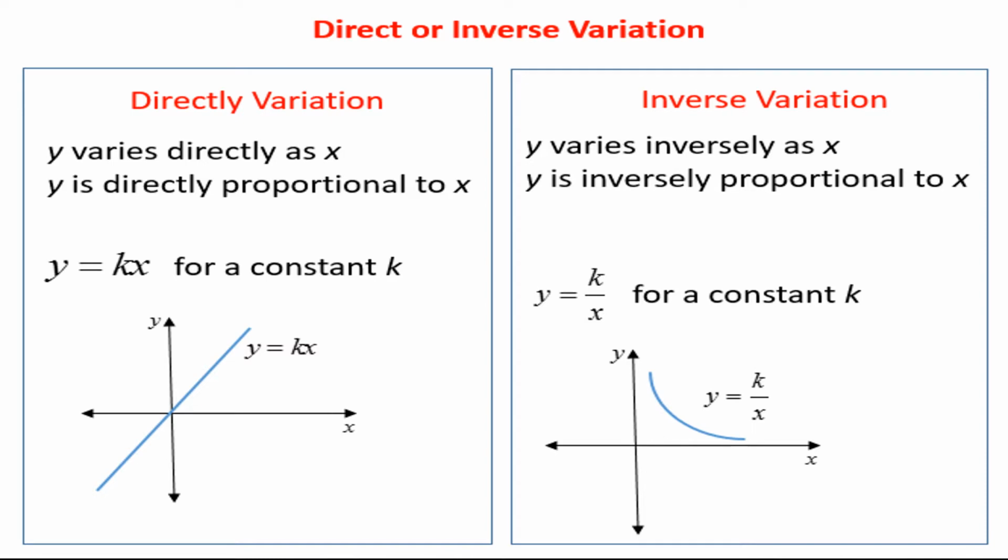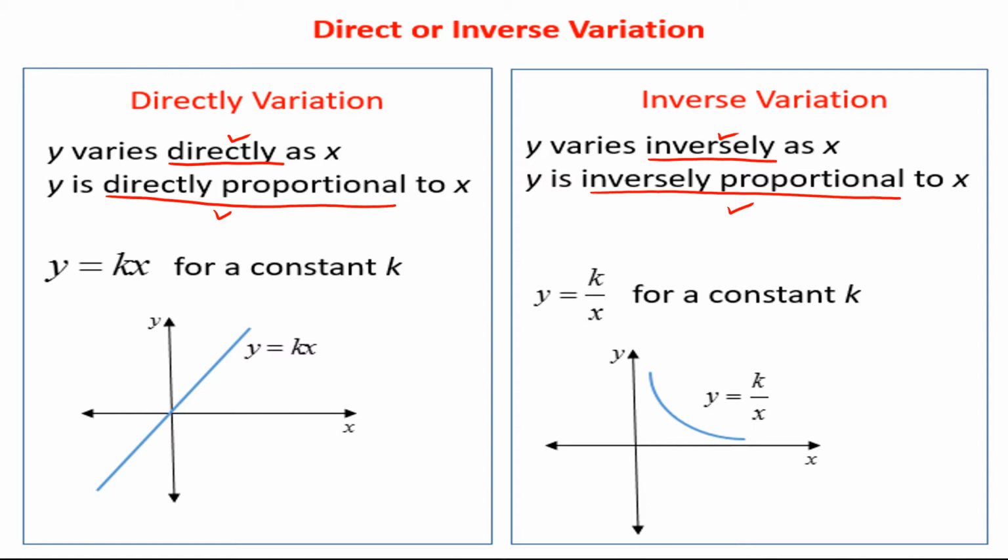Okay, so when you say direct variation, this is how you're going to state it. Y varies directly as x, or y is directly proportional to x. As for the inverse, you have y varies inversely as x, or y is inversely proportional to x. See the two words that were used: directly, inversely, directly proportional, or inversely proportional.